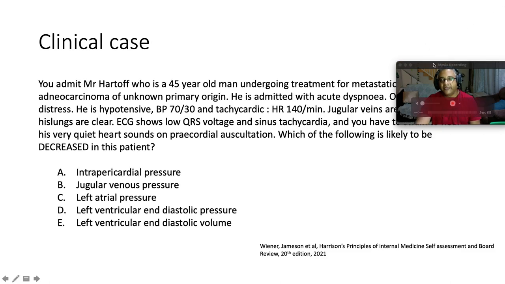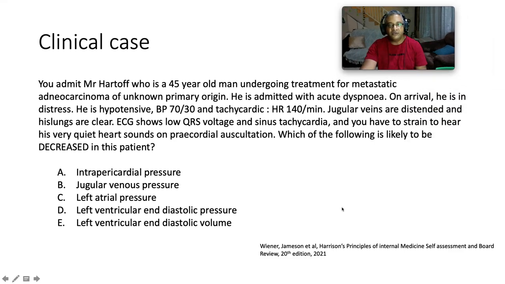So, guys, coming back to our clinical case, Mr. Hartsoff, 45-year-old male, known metastatic adenocarcinoma of unknown primary, right? He has acute dyspnea, he's hypotensive, he's tachycardic, his JVP is distended, his lungs are clear, ECG shows low QRS voltages, sinus tachycardia, distant heart sounds. What is likely to be decreased in this patient? Drum roll, please. Ding. Indeed, it is left ventricular end diastolic volume.